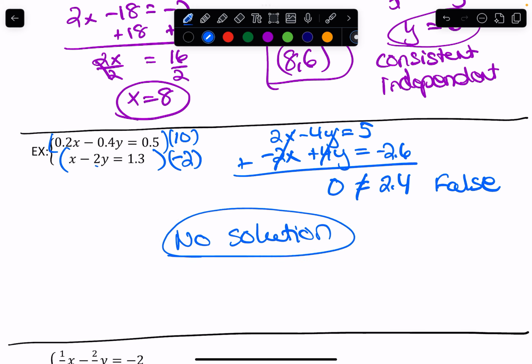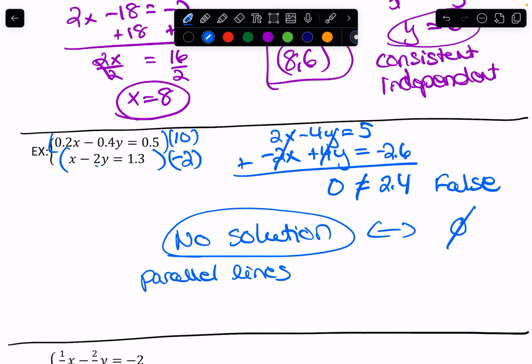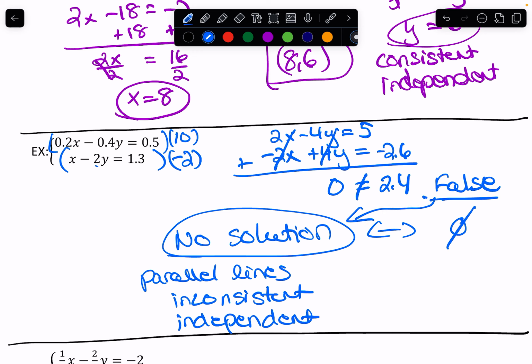Now, another way of saying no solution is an empty set, which is a 0 with the line on top of it. So our lines are parallel. These are inconsistent and independent. So again, every single time you get false, it's going to mean no solution.